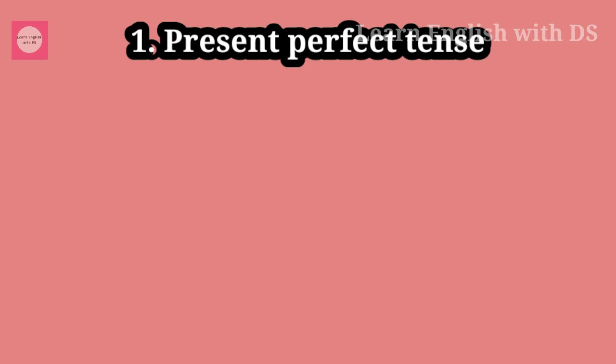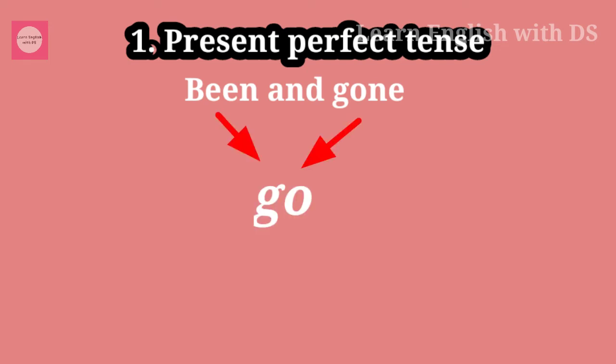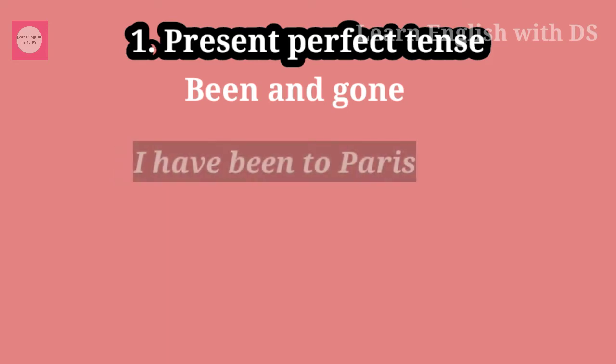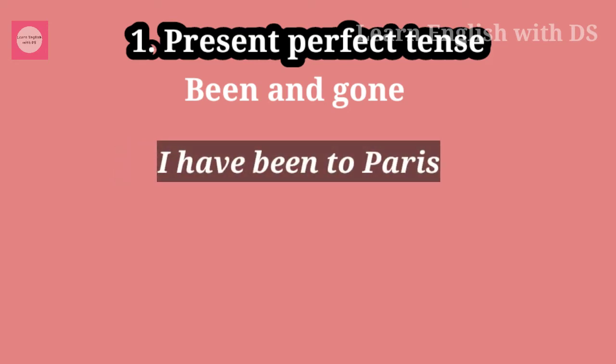In present perfect tense, we use both been and gone as the past participle of go, but in slightly different circumstances. First, we use been to mean that the person we are talking about visited the place and came back. For example, I have been to Paris. It means in my life I have visited Paris, but now I came back.